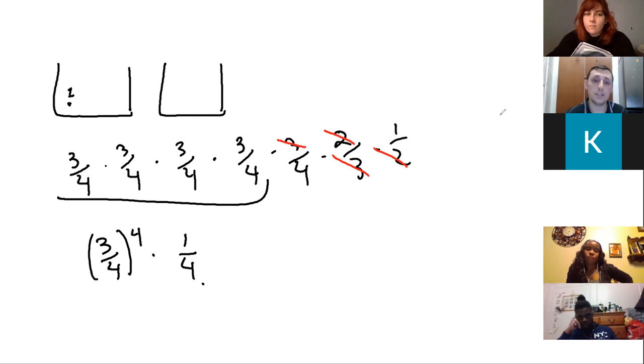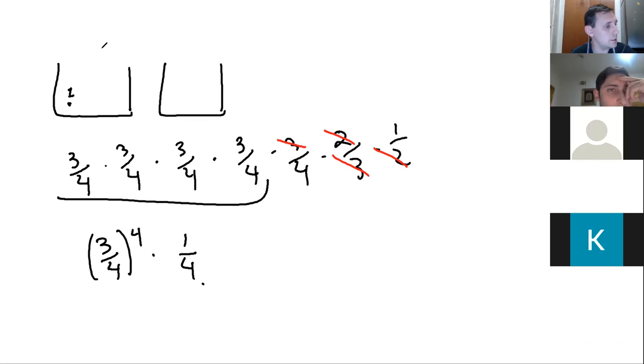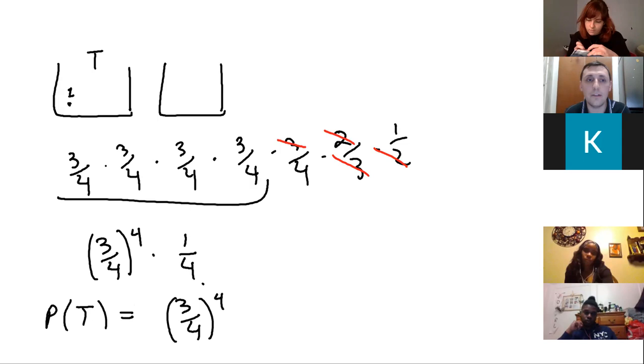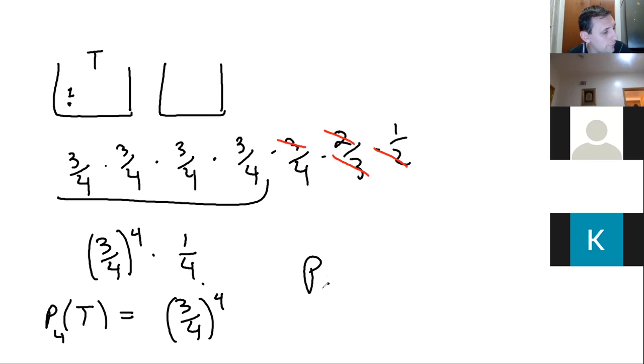Do you agree? So the probability that T is to survive last, that the last drink I take is that of T, is 3/4 to the power of 4. But here I have very few molecules. You agree? Very few molecules. Now, if this is the probability when I have 4 molecules, okay? What if I have 5 molecules? What's the probability of T? Can you guess without me carrying out that calculation?